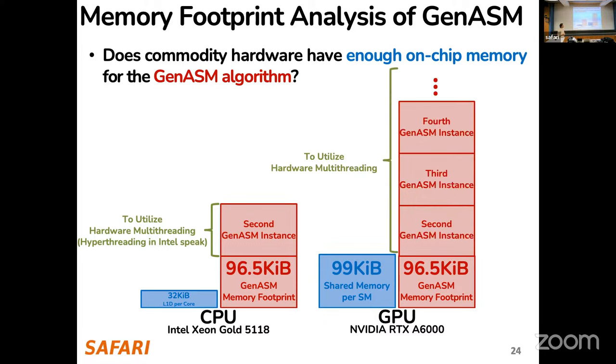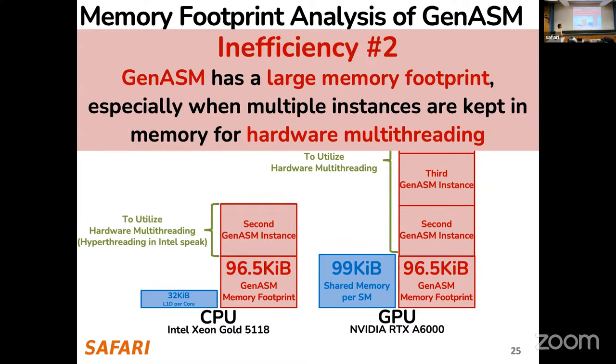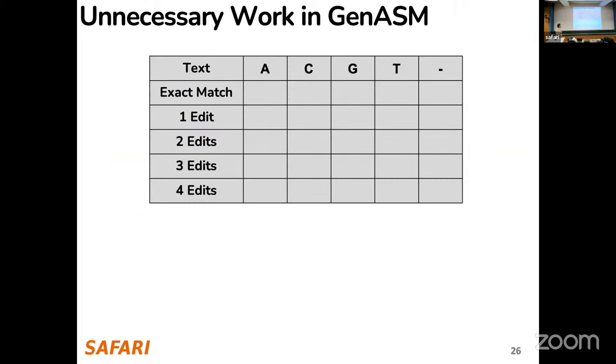On GPUs, the problem is much worse because by nature, GPUs want to have massive multi-threading. You want to have many, many of these threads that exploit the hardware multi-threading, meaning you have a much larger memory footprint now, and even the larger on-chip memory on GPUs is nowhere near enough. So that's the second massive inefficiency we obtained in the algorithm for commodity architectures.